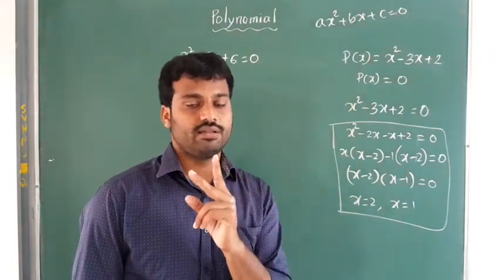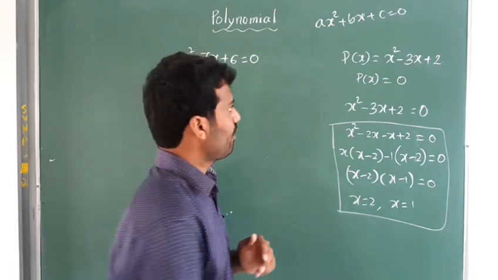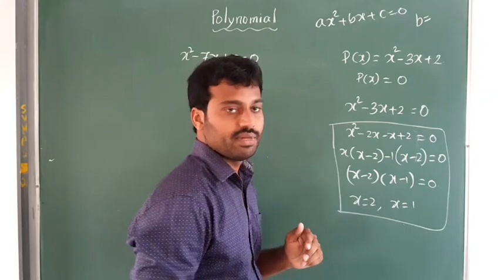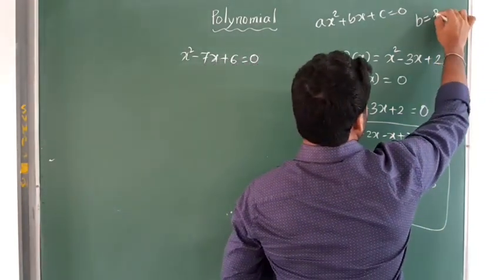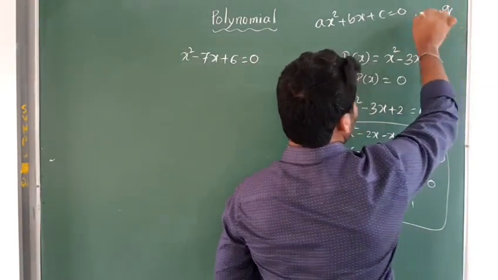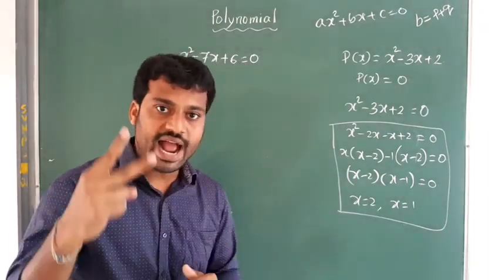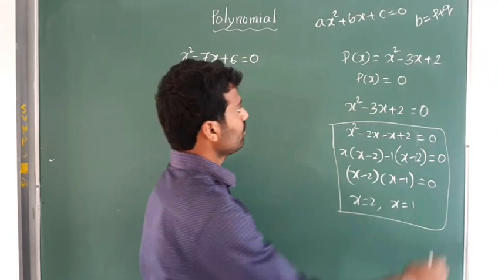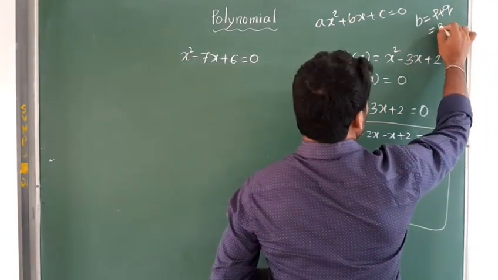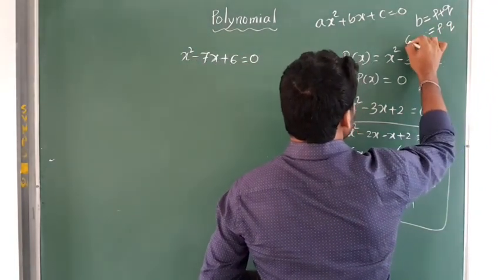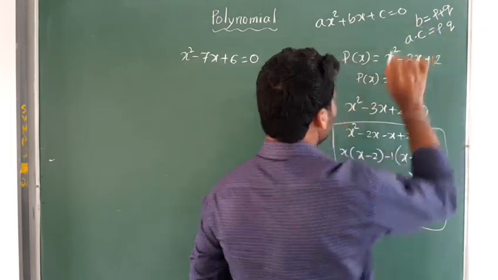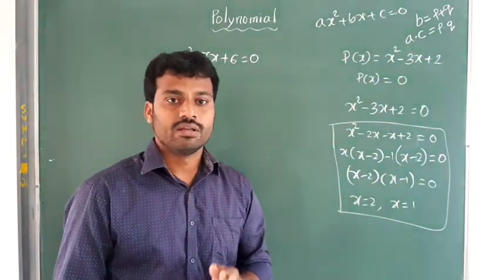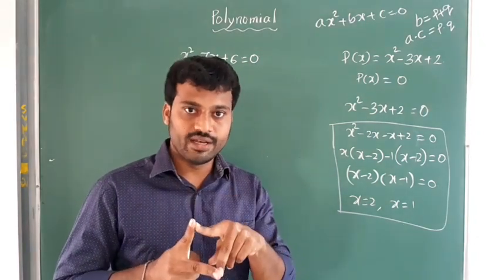How do we split the middle term? We have to split it like p plus q. If we add the two terms, we should get the b value. The same two terms, if we multiply them, should give the product of a and c. Clear or not? We have to consider two values.